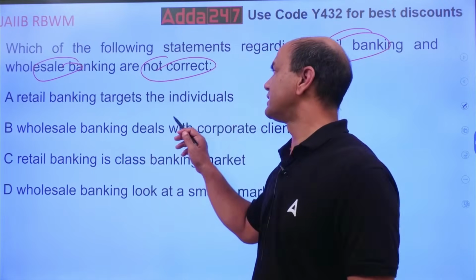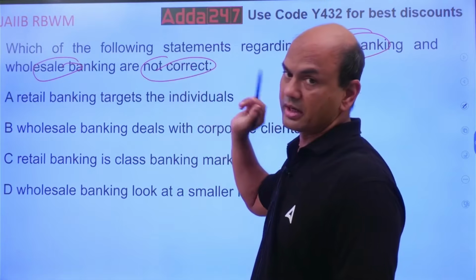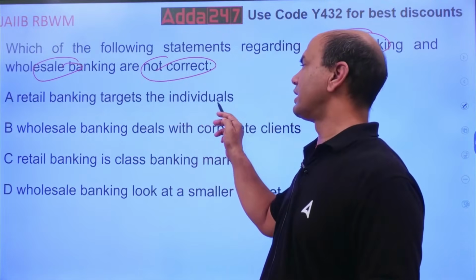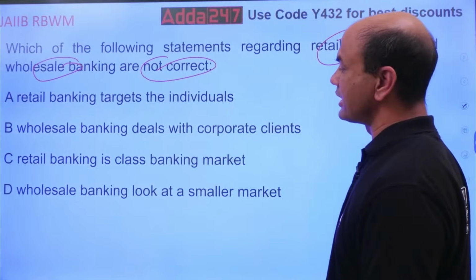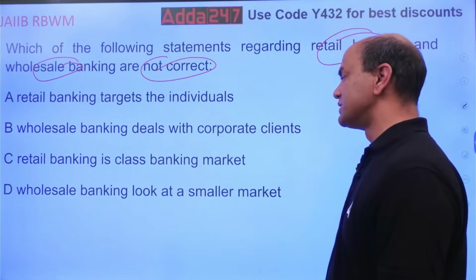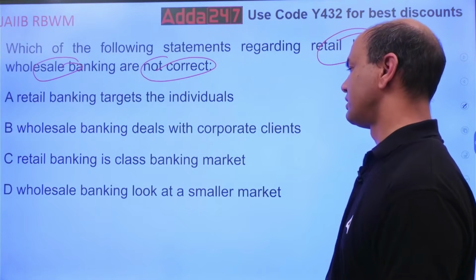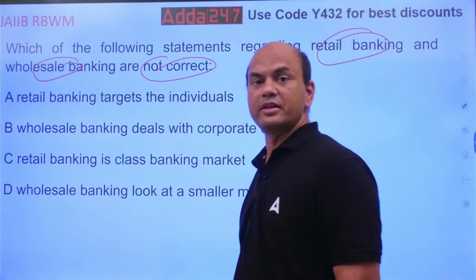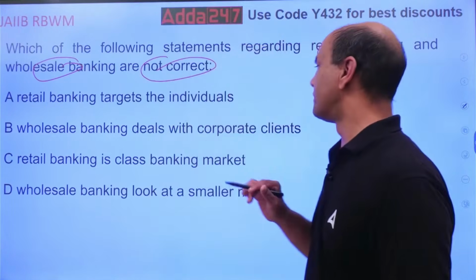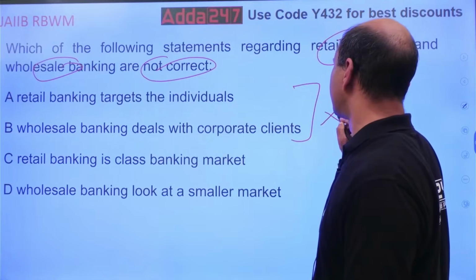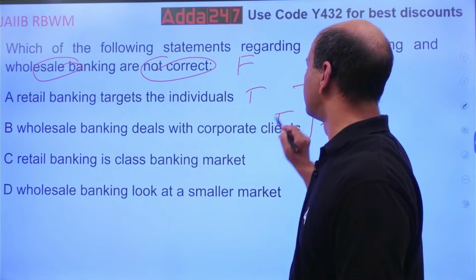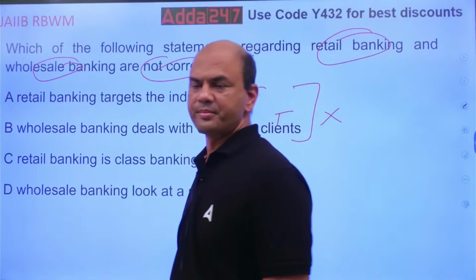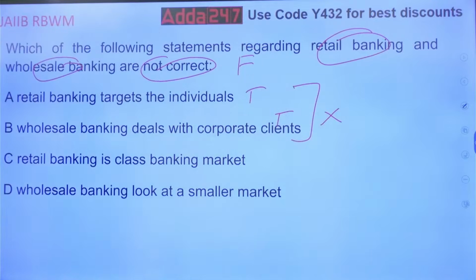Retail banking targets the individuals. Now, you want not correct. Kindly note. Retail banking targets the individuals. Wholesale banking deals with corporate clients. Retail banking is a class banking market. Wholesale banking looks at a smaller market. Oh, this is really confusing. See this. The first two, these are okay, these are correct actually. This is true. This is true. Now the real fight is between C and D. What is the answer? Let me see. What are you giving as the answer over here? Yes, everyone.